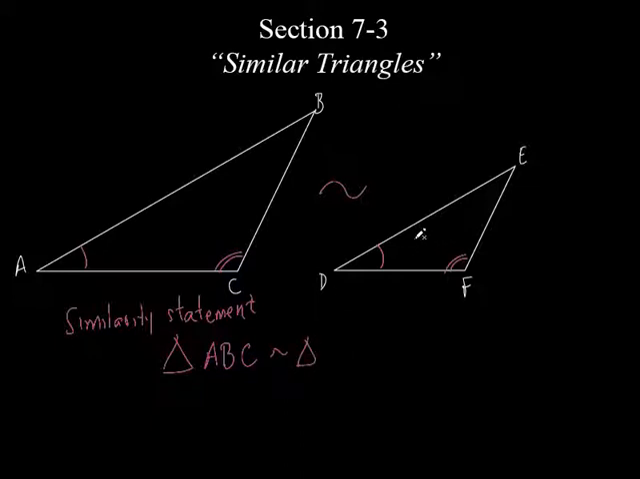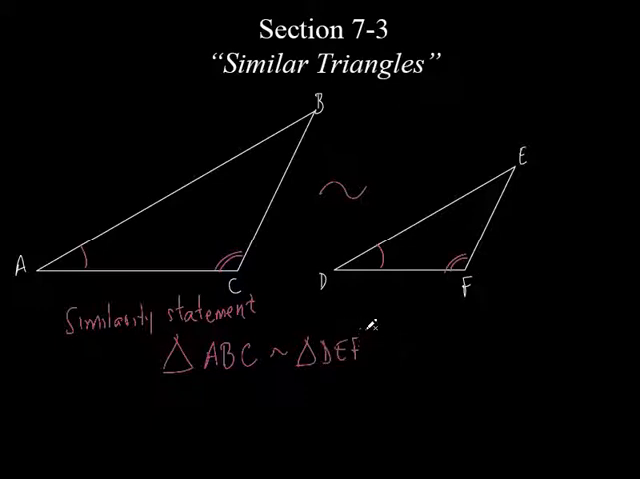Now, we got to keep it in the same order, though. I can't just take these 3 letters in any random order. Look, I went ABC. What did I go? I went 1 arc to no arcs to 2 arcs. 1 to 0 to 2. Let's do the same thing over here. 1 to 0 to 2. So what does my letters have to be? D, E, F.